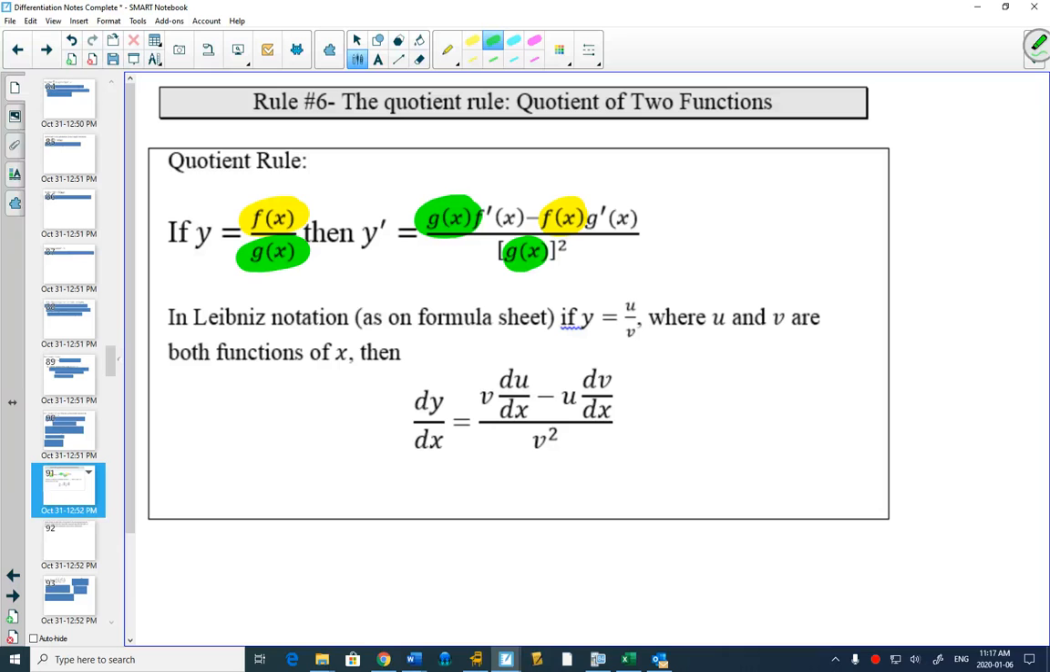So this is Newton's notation with functions. Keep one function the same, derivative of the other one, keep the top function the same, derivative of the bottom one, and then keep the bottom the same. In Leibniz notation, if you had a function u and a function v, again, keep v the same, and then the derivative of the top one would be du dx. Right? That's notation for derivative. And then we keep the top one the same and multiply by the derivative of the bottom function. And finally, you keep your bottom function and square it in your denominator.